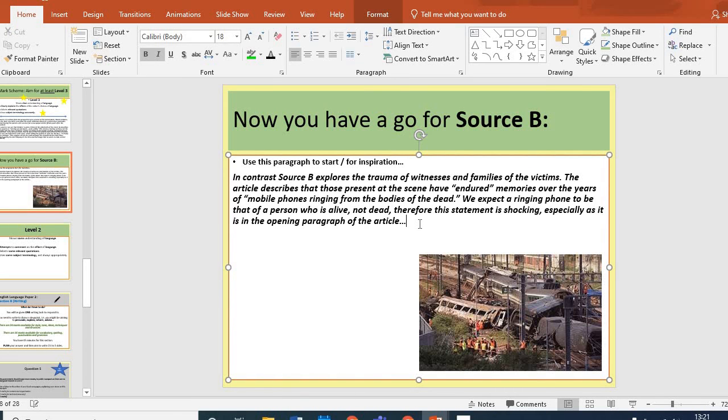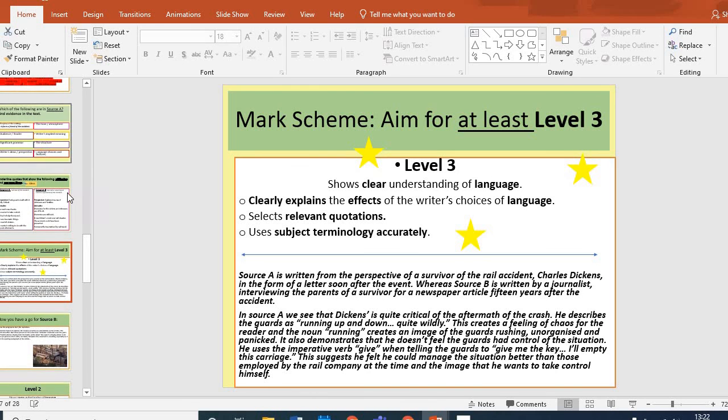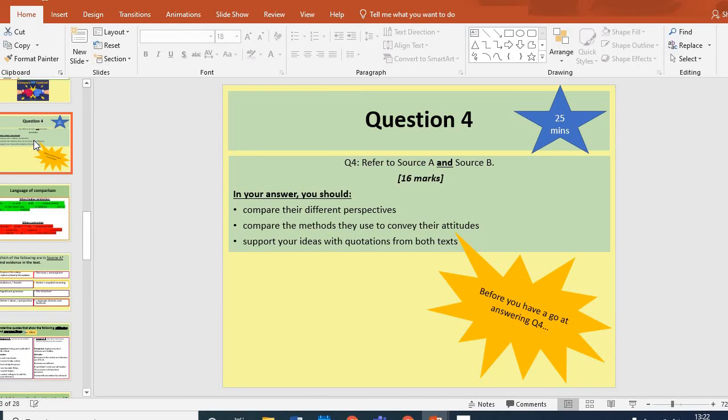So in contrast, source B explores the trauma of witnesses and their families of the victims. The article describes that those present at the scene have endured memories over the years of mobile phones ringing from the bodies of the dead. We expect a ringing phone to be that of a person who is alive, not dead. Therefore, this statement is shocking, especially as it is in the opening paragraph of the article. I'd like you to continue with that paragraph and then add to it and compare the perspectives and attitudes that you find in source B for this question.